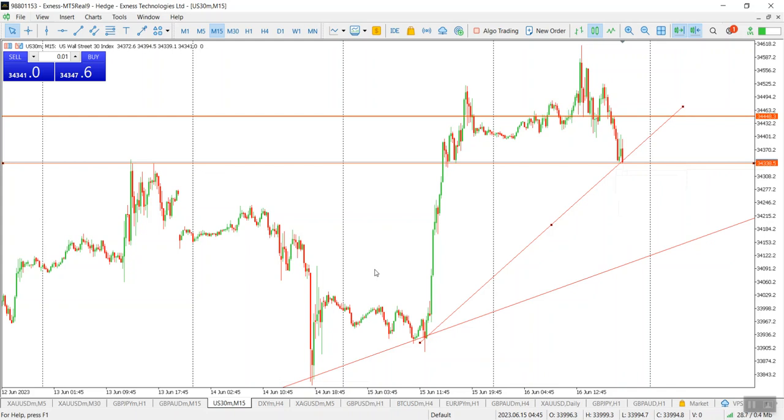And if all correspond, like if 15 minutes corresponds with 1 hour and 1 hour corresponds with 4 hours, you know that this is actually telling you the bias of the market, or the direction the market is going.